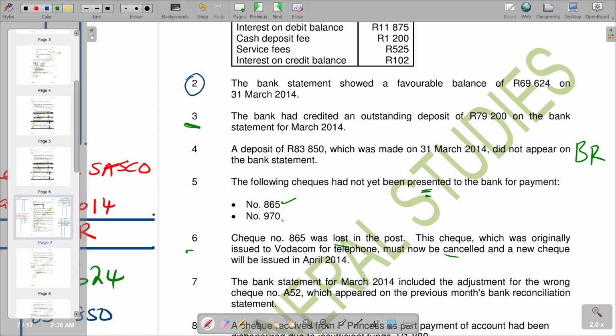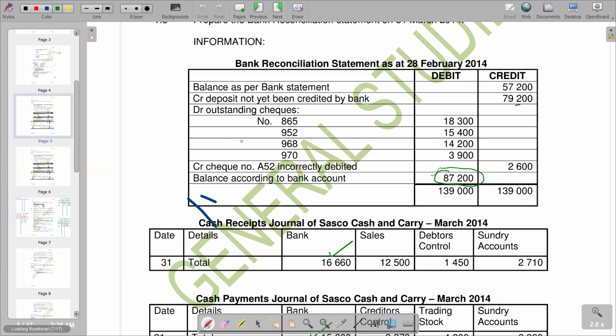When it was lost, it means it's not going to reach the bank. So we're going to remove it in our books. But already in our journals it is there under the payments, so it's on the credit side of the bank account under the cash payment journal. To remove it, we go to the debit side, which is the cash receipts journal. So you're supposed to enter it in the cash receipts journal to remove it. So we are entering check number 970, and we try to see the amount of check number 970. We find it in the bank reconciliation of the previous period, which is 3,900. So we go to the cash receipts journal and put 3,900.